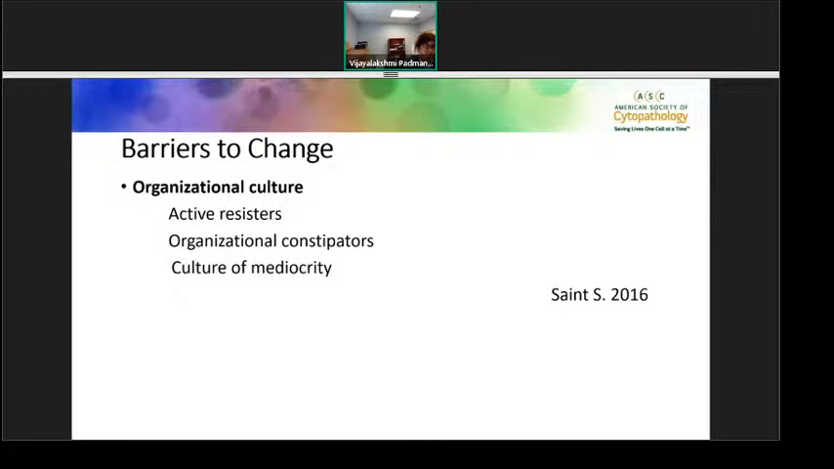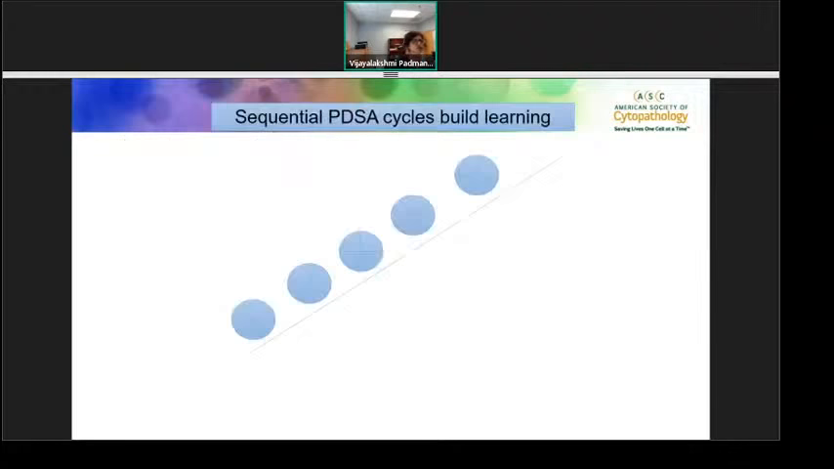There are also organizational cultures, which could result in barriers. There are people who are just going to actively resist. Nah, I'm not going to do this. They're going to be organizational constipators. I'll take this, but nothing ever happens. They just hold on to it, but no output. And some places may just have a culture of mediocrity. So there are going to be barriers anytime you want to bring in change.